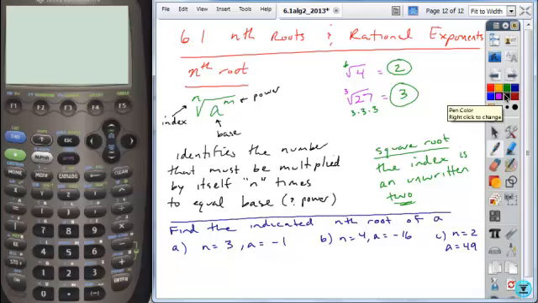All right, in working through these, take the cube root of negative 1. What number can be multiplied by itself 3 times to give a value of negative 1? It's negative 1. How about the next one? The fourth root of negative 16. Is there any number that can be multiplied by itself 4 times to give you a negative 16? Does this work?